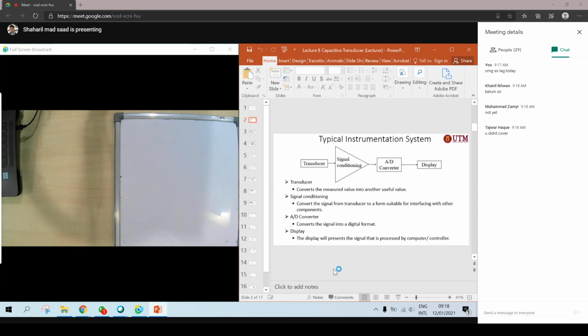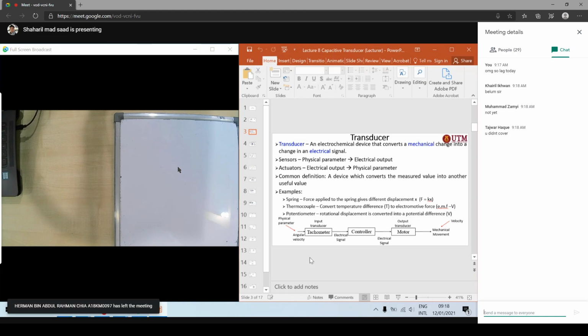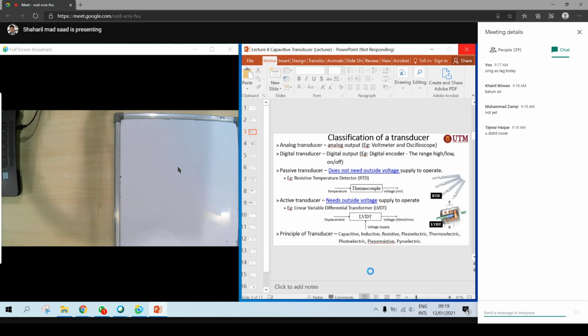And the transducer, as we know, can convert from mechanical to electrical signal. Sometimes we can call it a sensor. So it can detect a physical signal like temperature and convert it into an electrical signal. And there is one word, which is actuator. I think you already know this one. It can convert from electrical signal to physical parameter. Transducer can be divided into two categories, which is passive and also active.